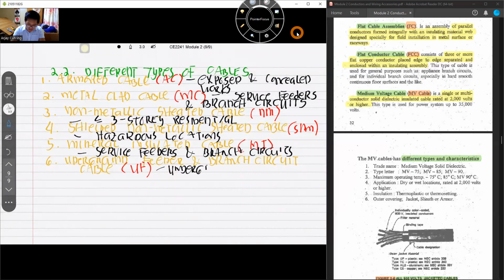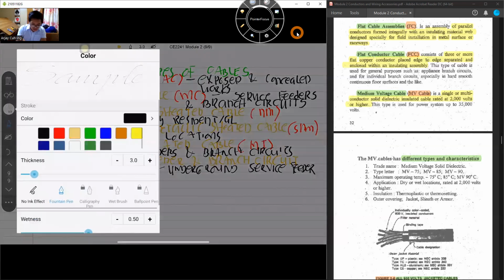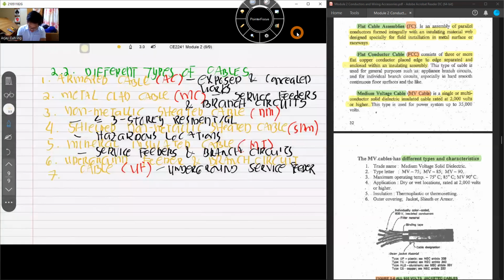Di man lang sinortcut, no? So underground service feeder or branch. Okay. So tipid tayo sa space, class. Number 7.